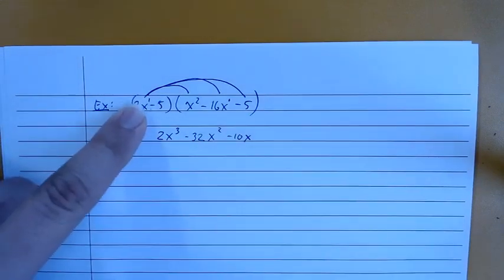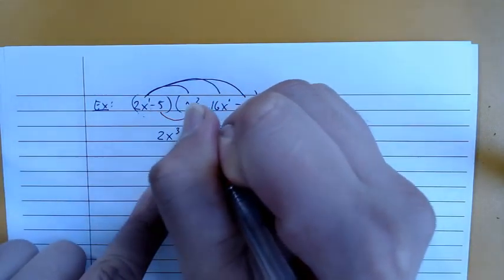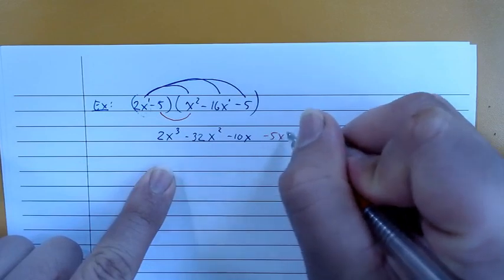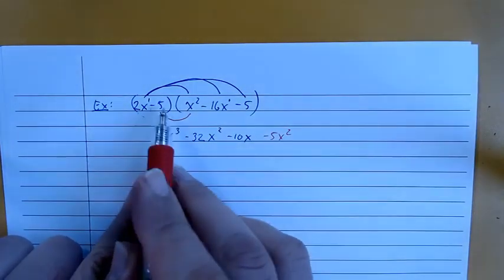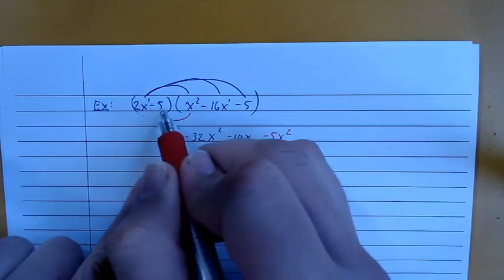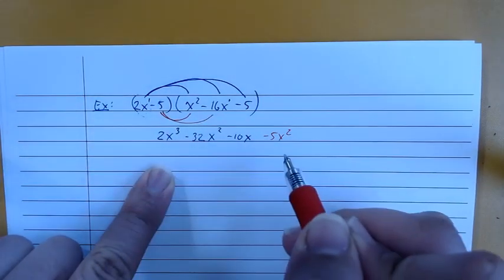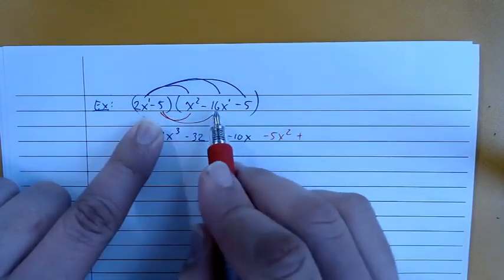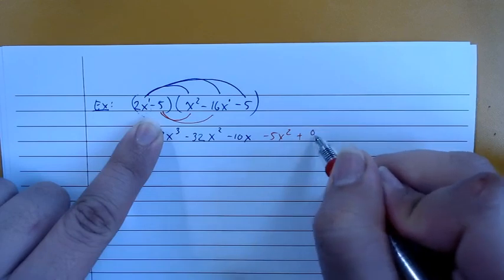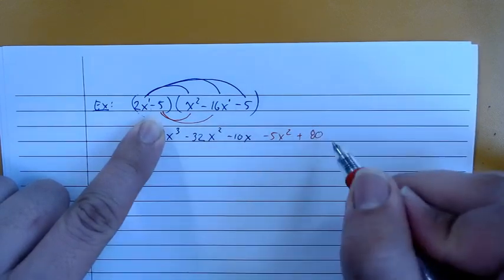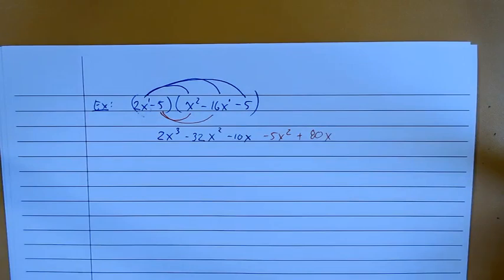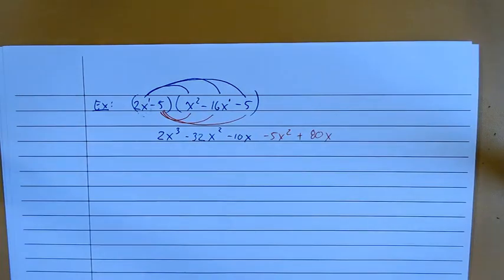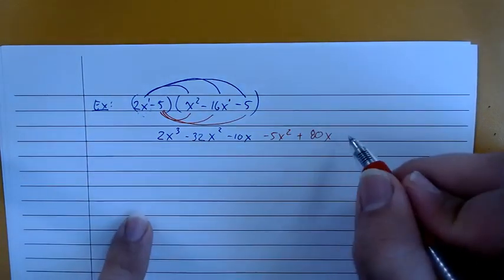But now that that one's been multiplied out, we can go on to this one. Negative 5 times x squared, well, that's minus 5x squared. Negative 5 times negative 16x, well, that's a negative times a negative. That's a positive. 5 times 16 is 80, and you have your x. And finally, you multiply this constant times that constant, negative 5 times negative 5, and that's going to give us positive 25.